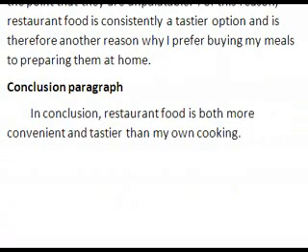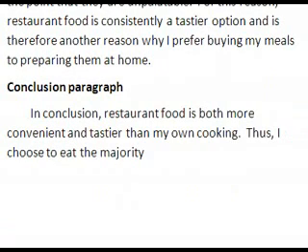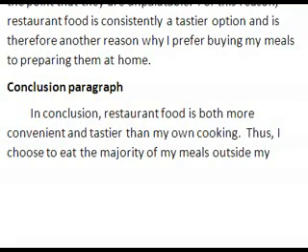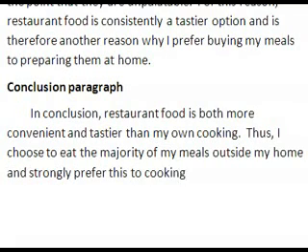So perhaps we could say something like, thus I choose to eat the majority of my meals outside my home and strongly prefer this to cooking for myself. So that's the restatement of thesis.